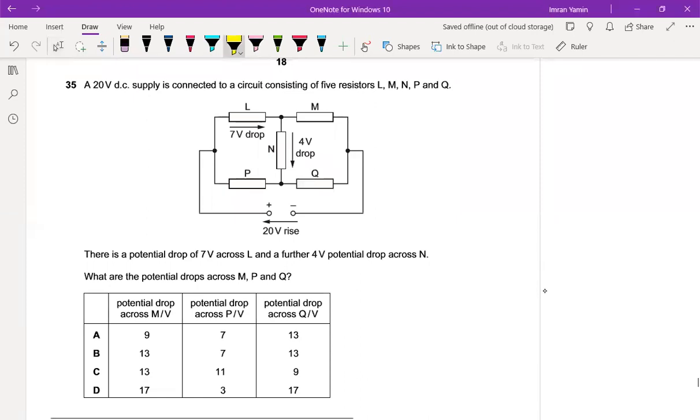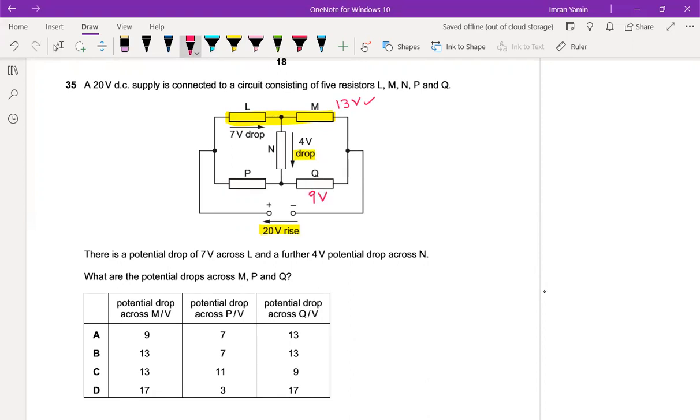In this question, you are given a potential divider. Total voltage is 20 volt, and these two resistors are connected in series. So this 20 volt is shared or divided between L and M. If L has 7 volt potential difference, then obviously M will have 13-volt potential difference because it is shared between them. But in the question, it is given that there is a 4-volt drop. Sir, 4-volt drop means 13 minus 4, so its voltage will be 9 volt.